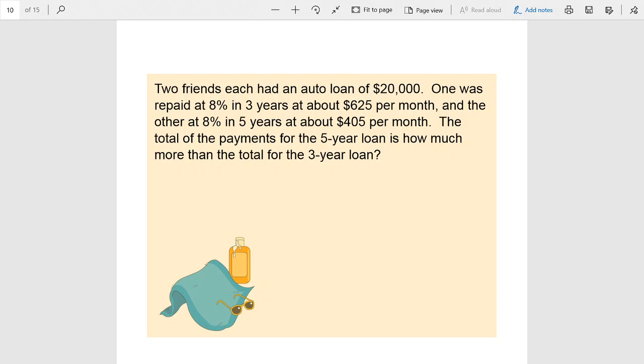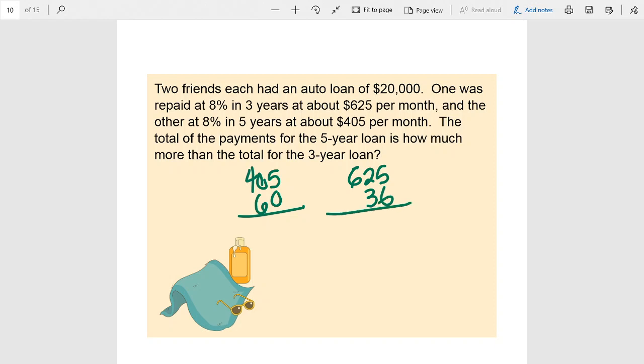All right, so 2 friends each had an auto loan of $20,000. One was repaid at 8% in 3 years, or about $625 per month, and the other 8% still, but 5 years to do it at $405 per month. Okay, so the total payments for a 5-year loan is how much more than total payments of the 3-year loan. So just like we did with the mortgage payments above, let's figure out for 5 years or 60 months how much it cost for $405 for each of those 60 months. And we're also going to do that for 3 years, but in this case, $625 for only 36 months.